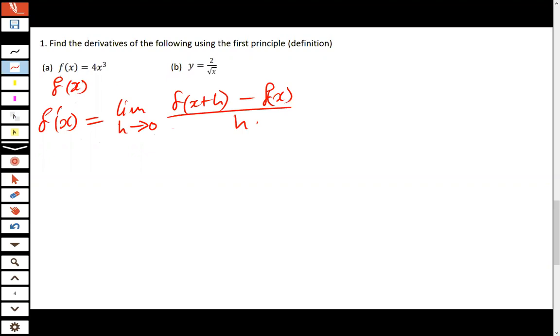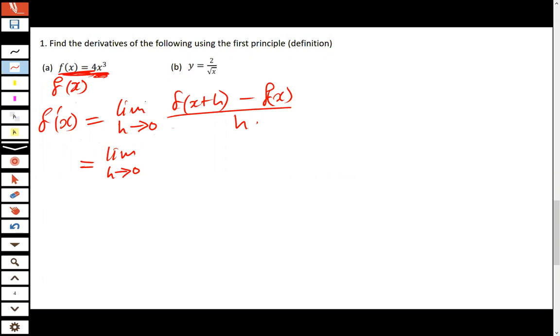So let us try to differentiate this, or to find the derivative of this using the first principle. Sometimes it's called the definition. What we need to do is to find f of x plus h, meaning while there's x in this main function that we've been given, we just put x plus h. That's all. So it's very simple. So let's find the limit as h approaches 0. So f of x plus h. In this function, I'm going to replace x with x plus h.